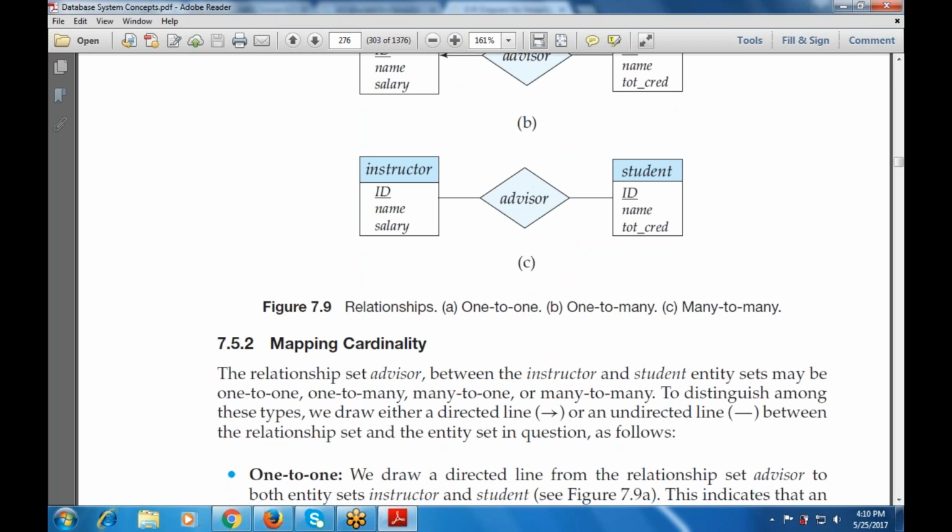Now, mapping cardinality: how to map between the instructor and the student entity sets. That may be one-to-one, one-to-many, or many-to-many. To differentiate among these types, we draw either a directed line or an undirected line, either an arrow or a simple line, at the relationship set. Whenever I draw an arrow, that denotes a one relationship rather than a many relationship for the entity set in question. So first is one-to-one.